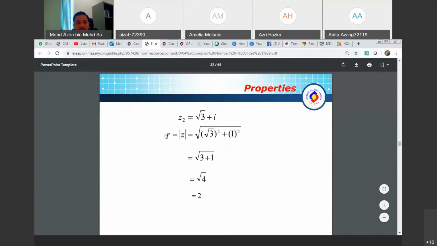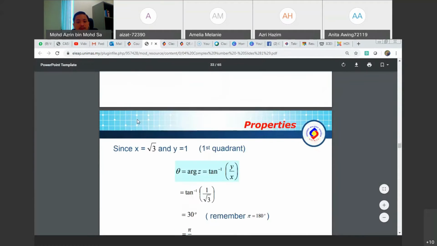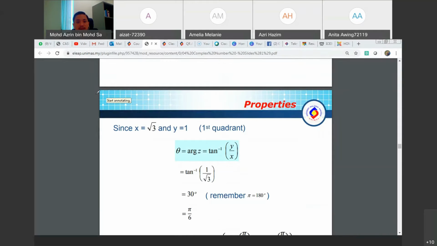So Z2, again, find the R value using the equation. Then you will get the value of R is 2. Then go to find the arc tangent, the arg value, which is theta, arg Z, by using theta equal to inverse tangent of y over x, where y is 1 and x is square root 3. It is reversed from just now, right?